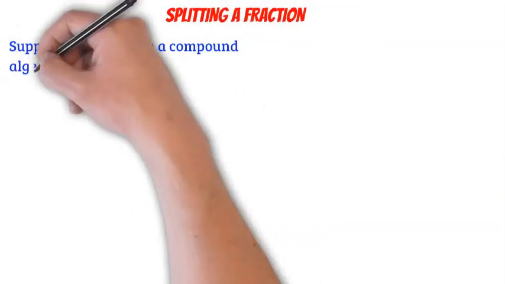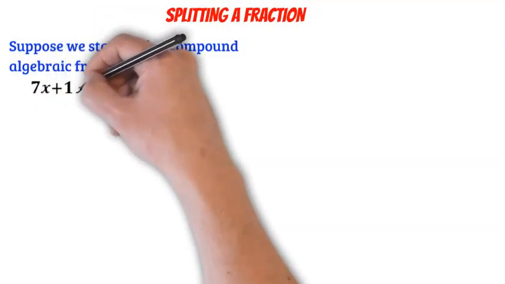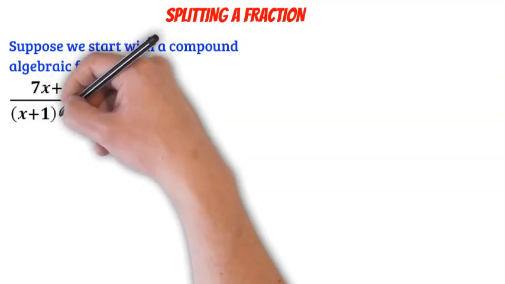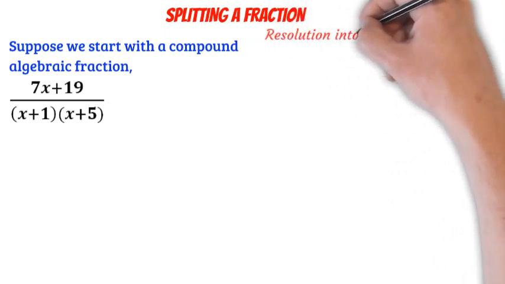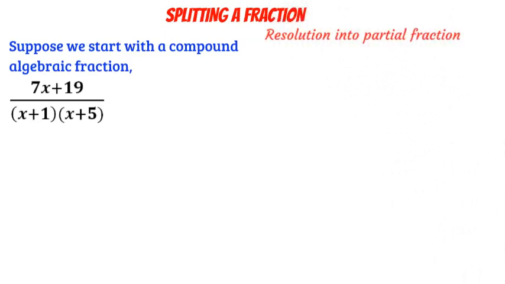Splitting a fraction. Suppose we start with a compound algebraic fraction (7x + 19) over (x + 1)(x + 5). How do we perform the reverse process of expressing it as the sum of partial fractions? The process of transforming a compound algebraic fraction into a sum of partial fractions is called resolution into partial fractions.